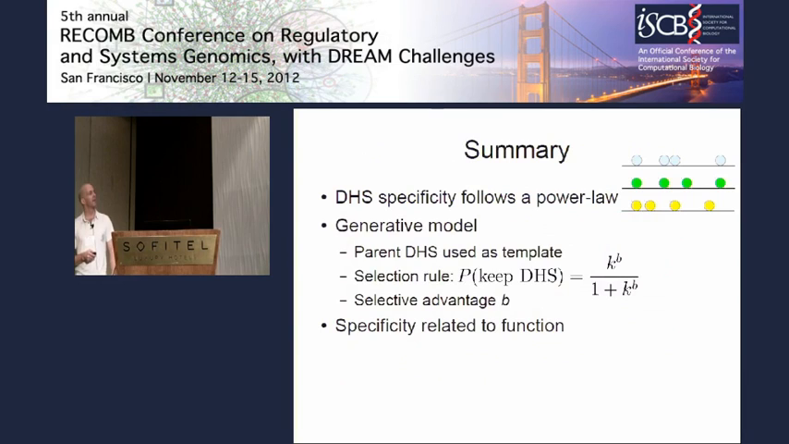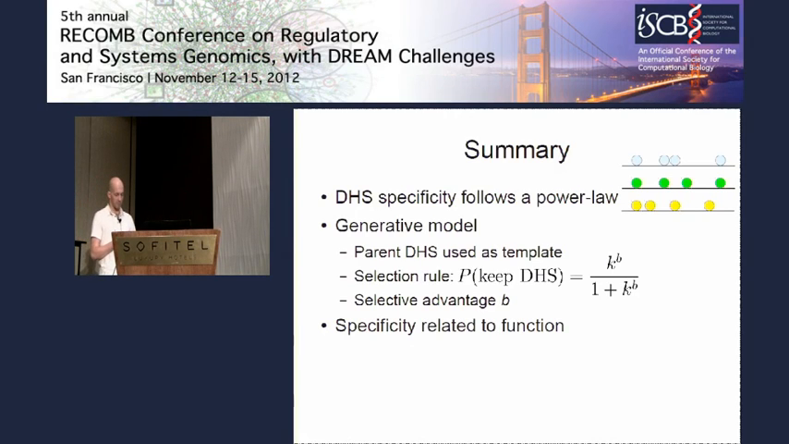So to summarize, I've characterized the specificity of DHSs across multiple cell types and found that it constitutes a power law. I presented a simple phenomenological generative model, which is based on only one simple principle, that the parent is used as a template. Only one equation, which is shown here. And this equation is motivated by the fact that the DHSs that are found in multiple cell types are probably more likely to be very useful, and hence, they're more likely to be reused in the daughters. And finally, the model only has one parameter, which can easily be related to experimental variables.